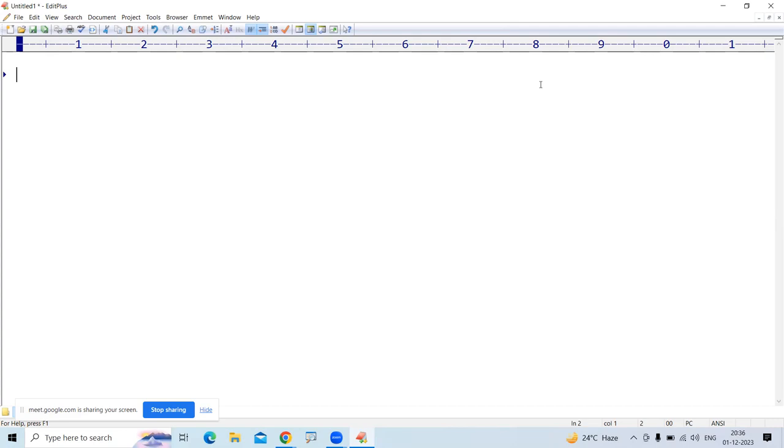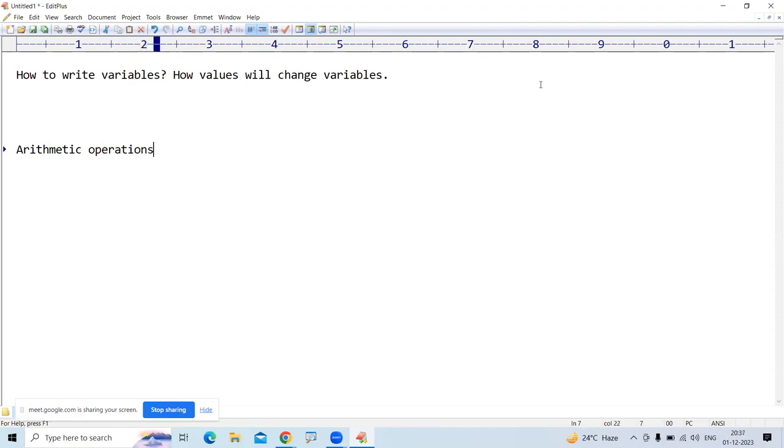Today, the first concept is a very important thing. Here, how to write variables is the first one. Next one, how values will change in variables. These points are very, very important, followed by a few arithmetic operations we will do, all operators we will do. First one is how to write variables and how values will change in variables.